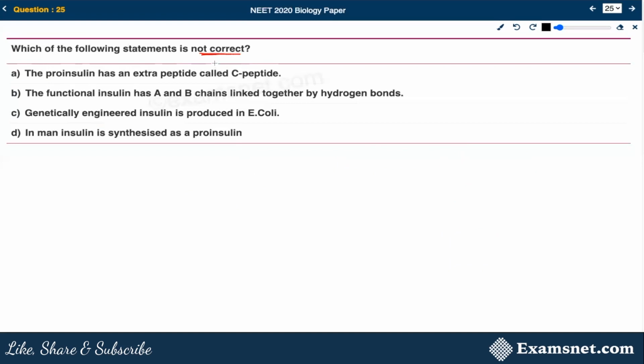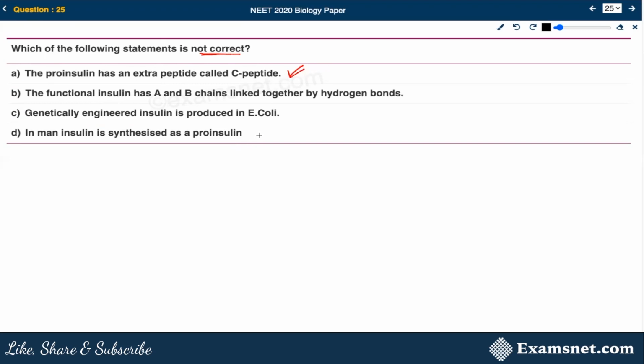So this is a question that has been framed from the genetically engineered insulin from your biotechnological applications chapter. So basically the first statement says that the proinsulin has an extra peptide which is called C-peptide. Now you have to identify the not correct statement, which basically means the false statement. All right. So proinsulin has an extra peptide which is called C-peptide. So this is going to be definitely true.